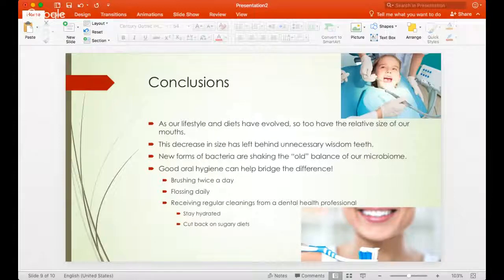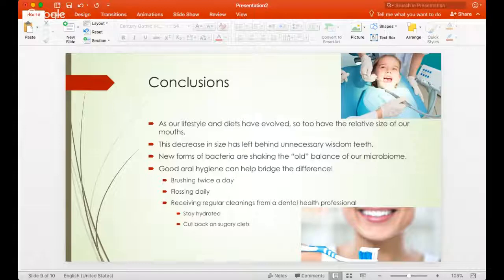So in conclusion, basically as our lifestyles and our diet have changed, we find that the size of our mouths has changed as well. And with this size change, there were different things present back in the day that aren't really so necessary anymore, like wisdom teeth, and new forms of bacteria are changing that old balance in our microbiome. So that can be kind of bad.